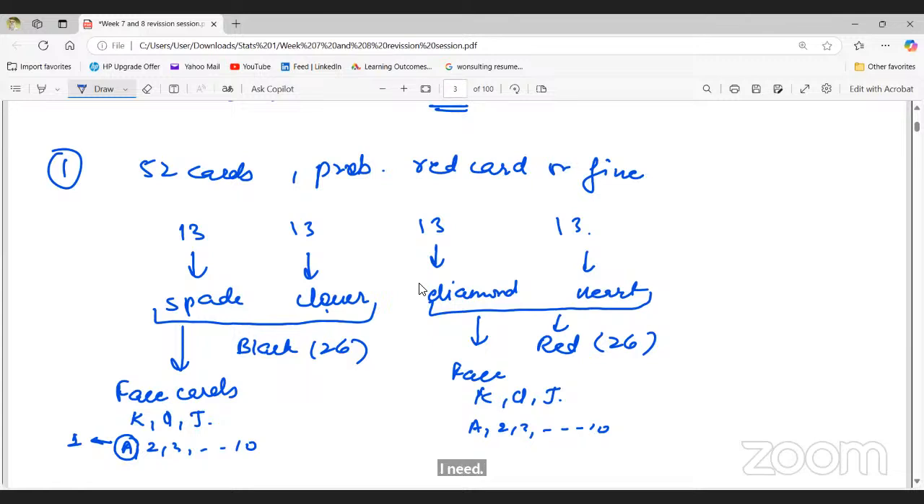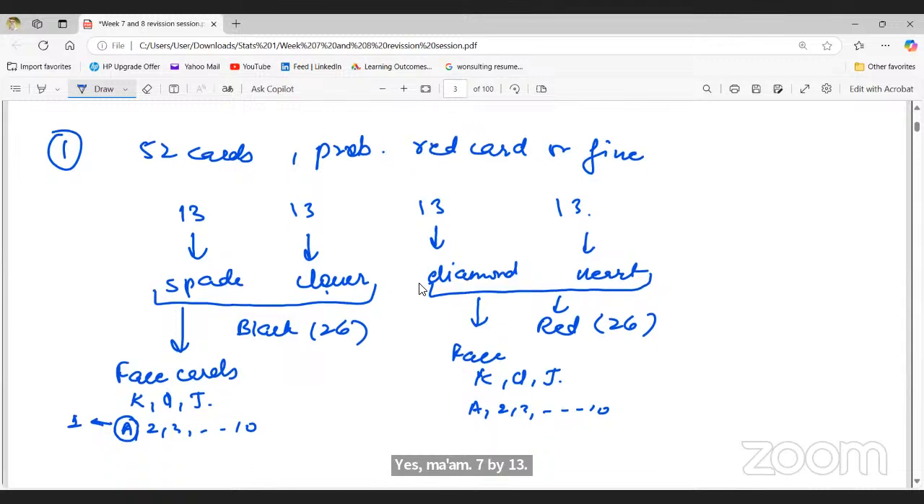28 by 52. Yes, ma'am. 7 by 13. How? Okay, what will be the approach?